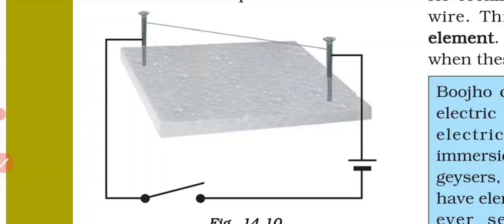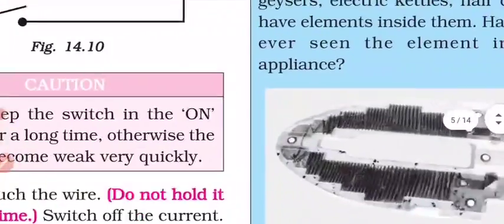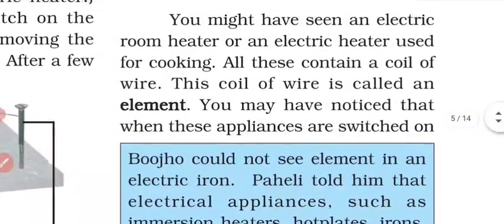In both cases we will observe that the temperature of this wire is different. When we switch on the circuit, it has a higher temperature, and when we switch off the circuit, the temperature is quite less. So why did this happen? This happened because of the heating effect of electric current.